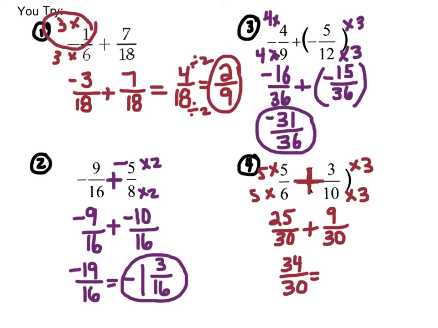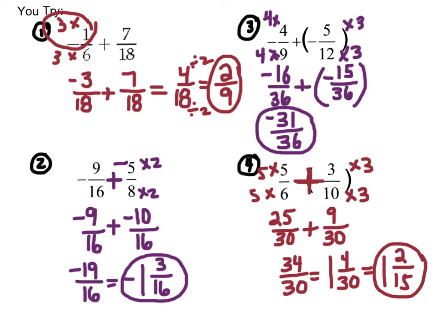And I can reduce this. Either I can divide the numerator and denominator by something that goes into both of them, or I can change it to a mixed number first. I think I'm going to change it to a mixed number. 30 goes into 34 once with a remainder of 4. And then now I can divide them both by 2, so I get 1 and 2/15. Okay, good job, everybody.